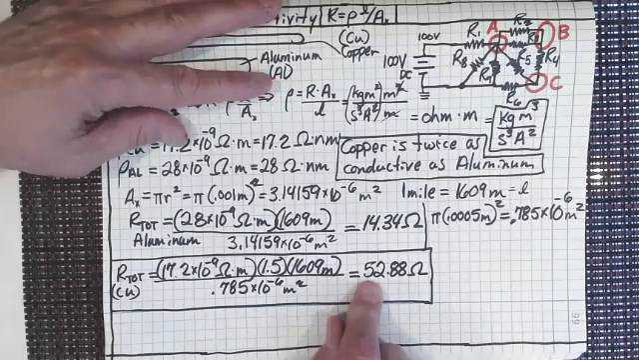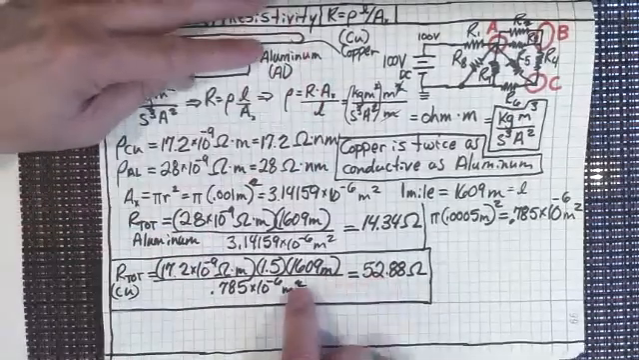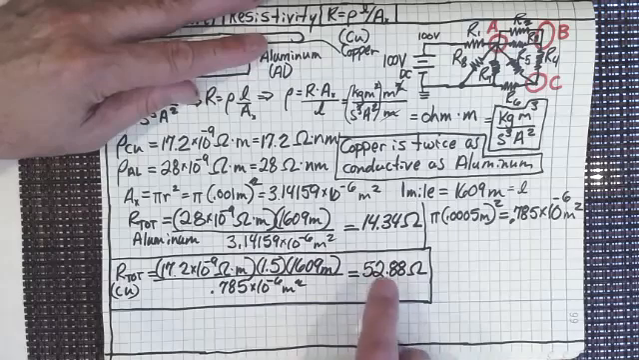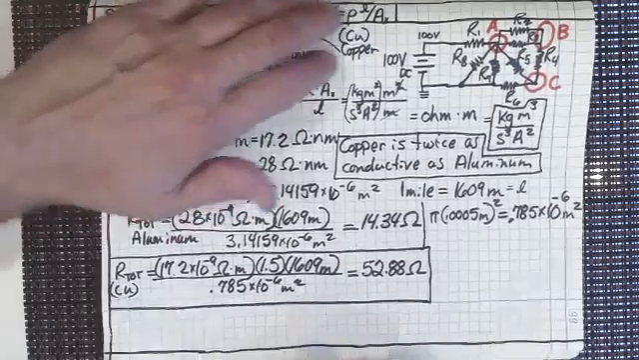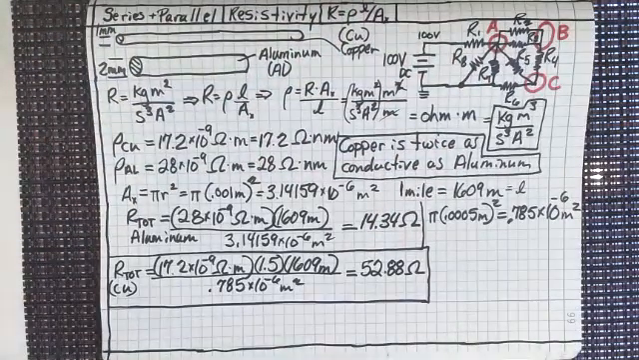Still very small. A 1 mile long copper wire that's only 1 millimeter is still a pretty darn good conductor, isn't it? That's right. So, I still have a few minutes.